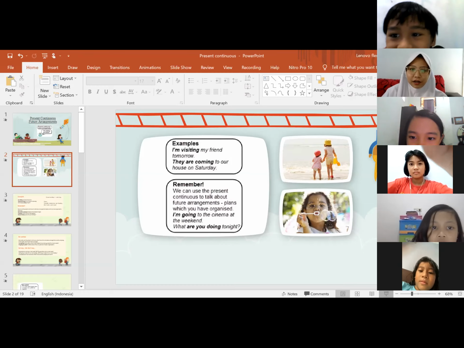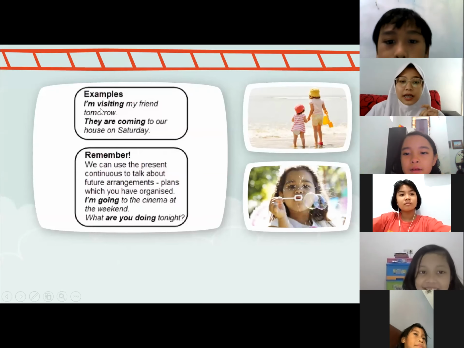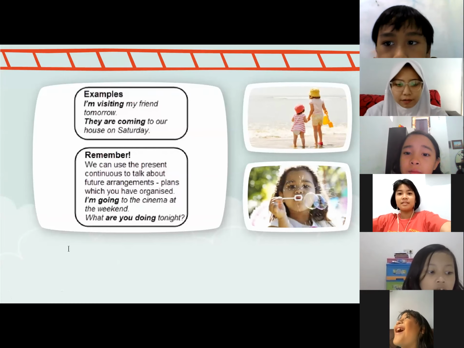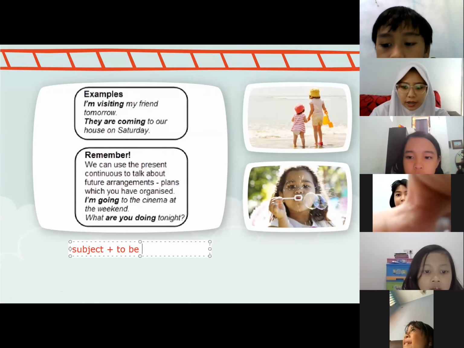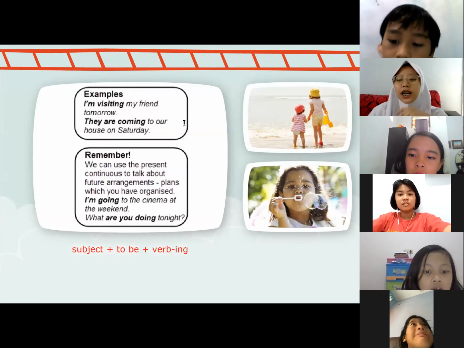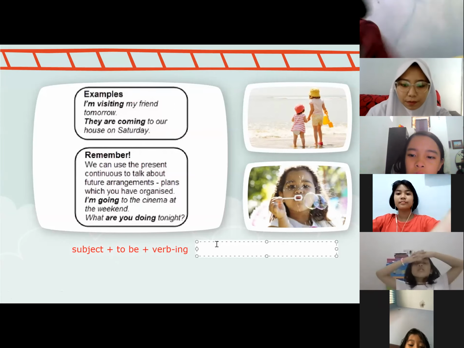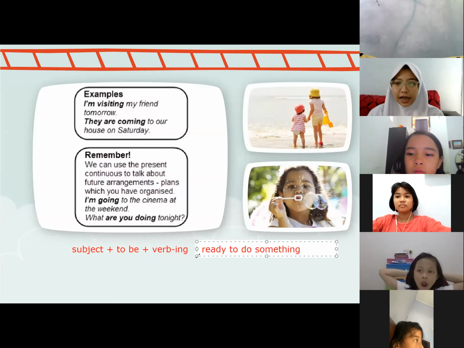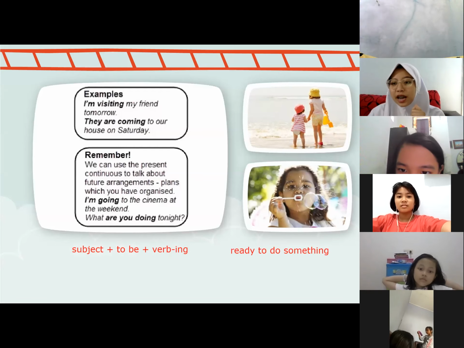Hey guys, this is the differences. I want to tell you the differences. This example, when you want to say subject plus to be plus verb ing, it means you are ready with what you are going to do. Like this, guys. This is when you say something that you are ready to do. It can be tonight or tomorrow.